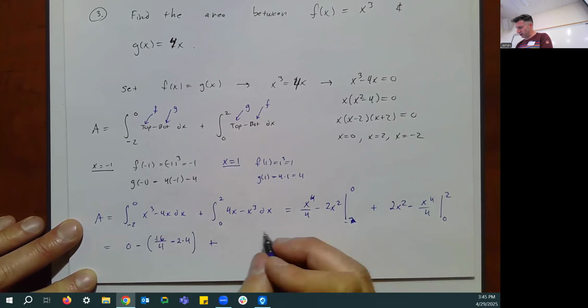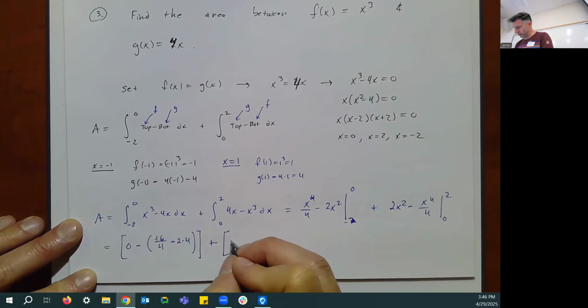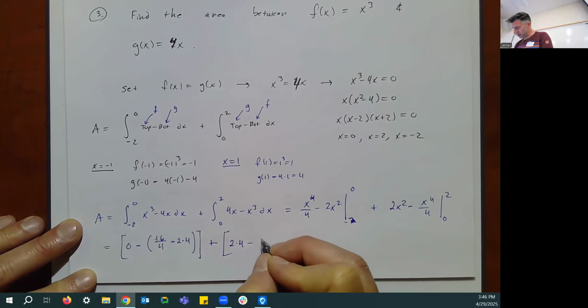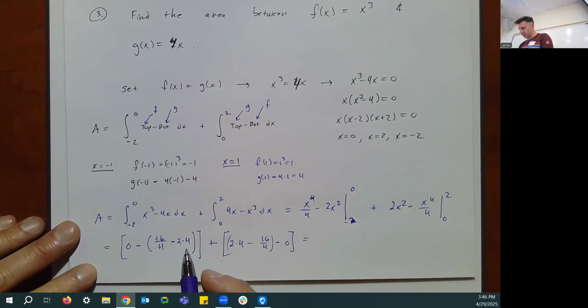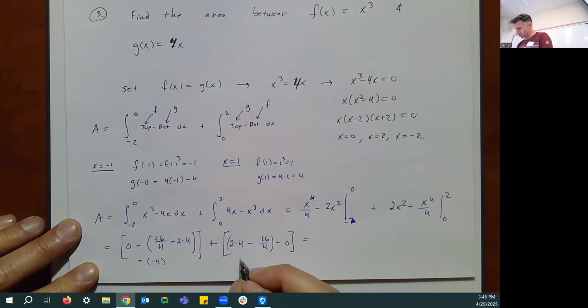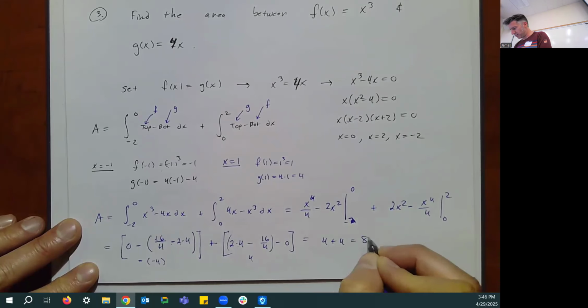Plus, same thing over here. If I plug in 2, I get 2 times 4 minus 16 over 4 minus 0 minus 0. So I end up getting, let's see, that's 4 minus 8, so that's -4. And that's 8 minus 4, which is +4. So I end up getting 4 plus 4, which is 8.